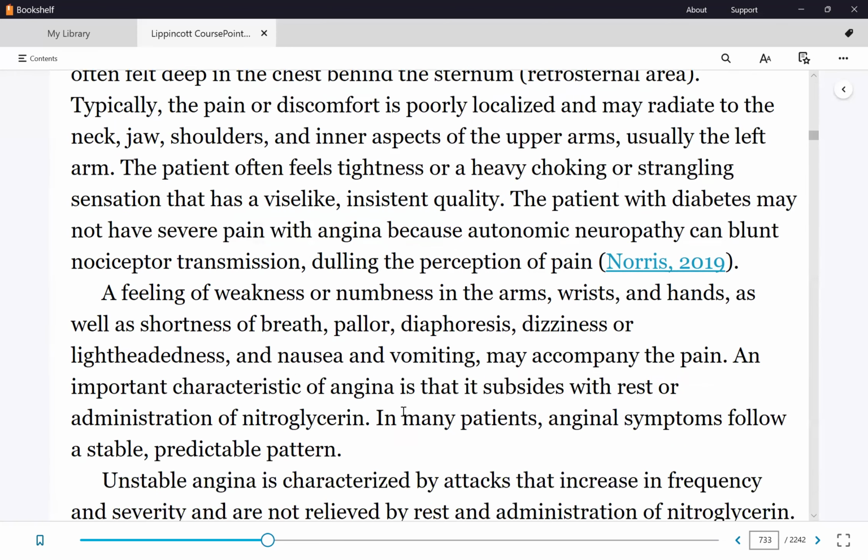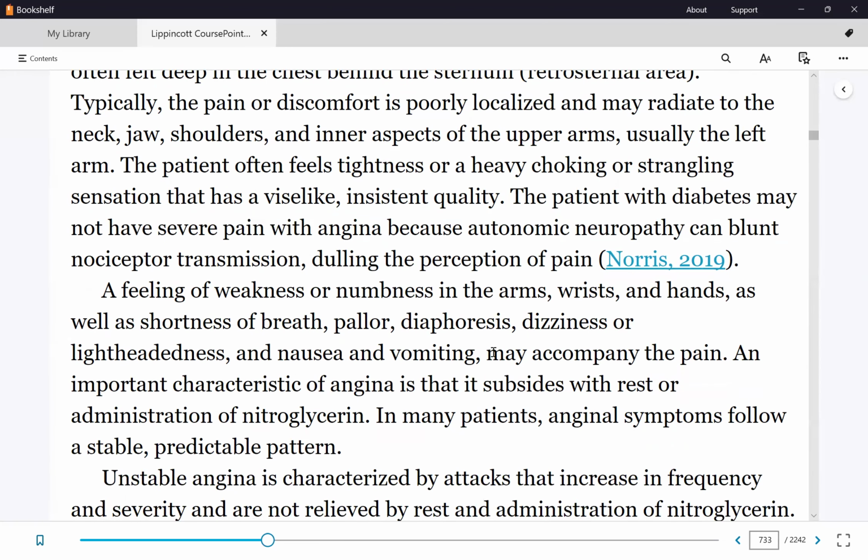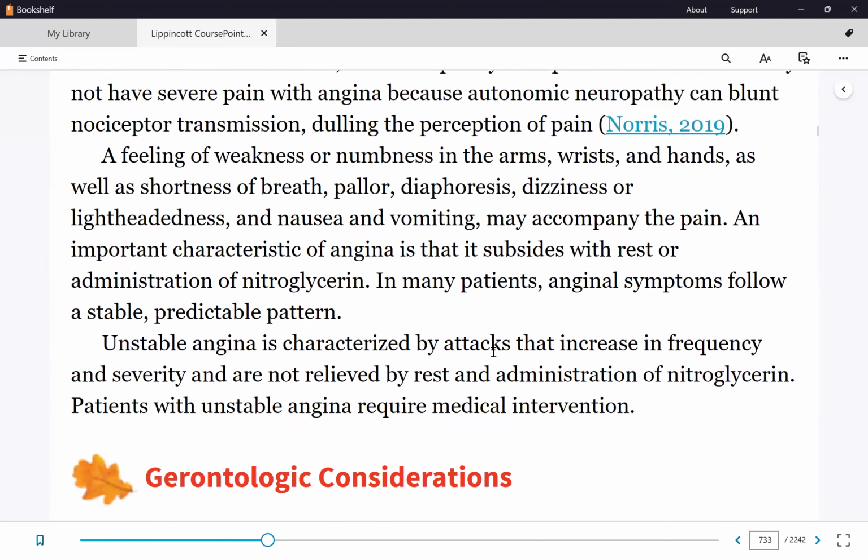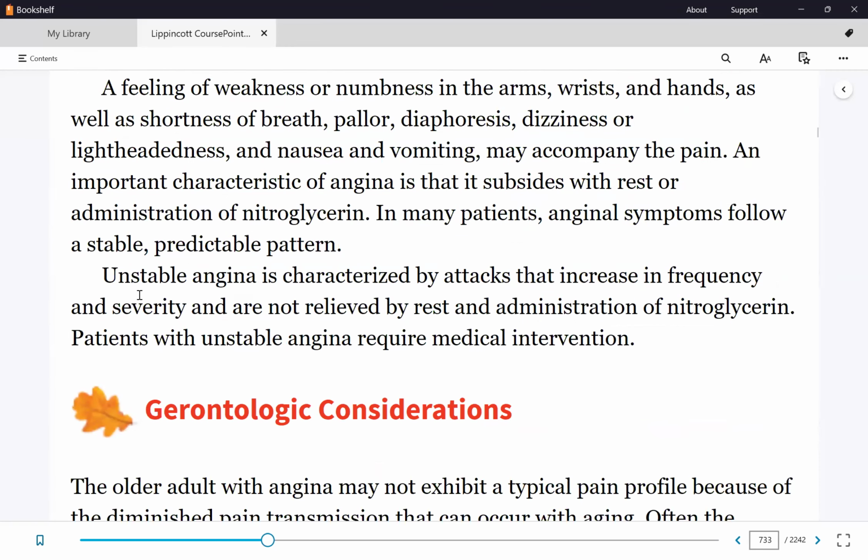Now, why is the GI tract involved? Why is there nausea, vomiting? Again, there's vasoconstriction, correct? So blood is shunted away from the periphery. All blood is going toward the heart, lungs, and the brain only. We'll talk about unstable angina when we get to acute coronary syndromes.